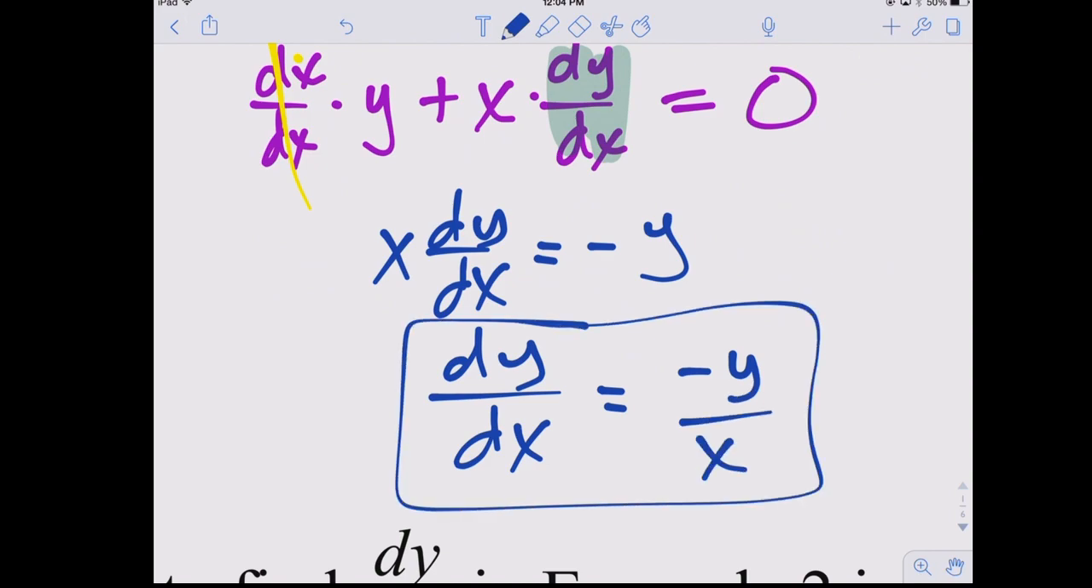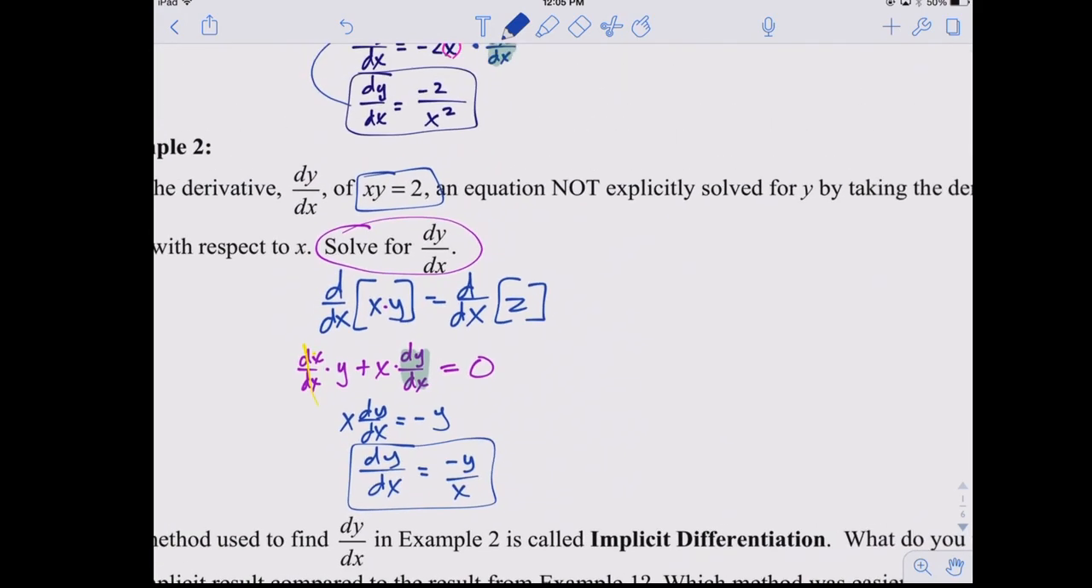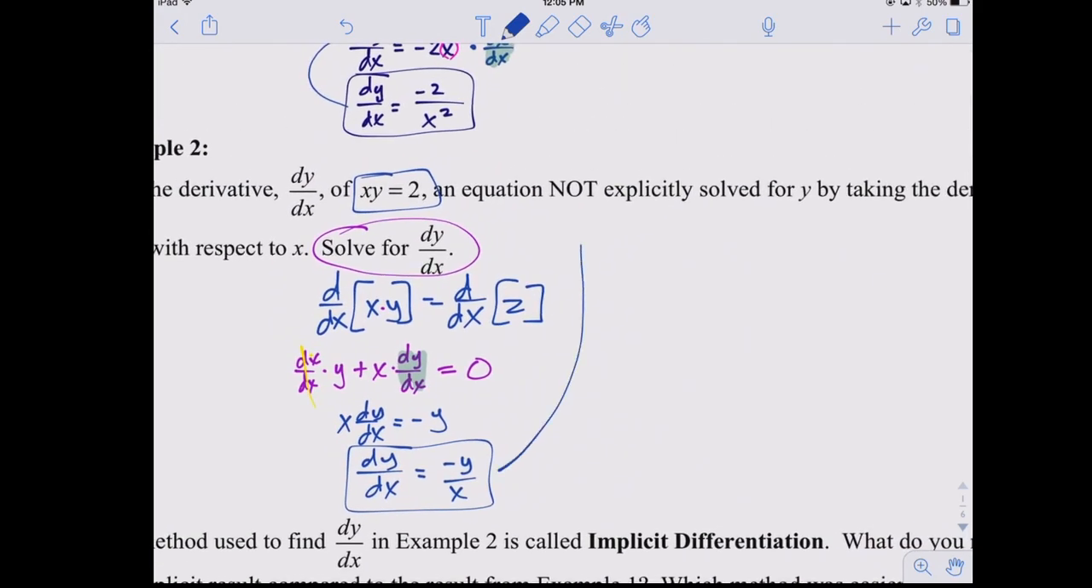Now, if I'm doing an equivalent method on an equivalent equation, I should get an equivalent answer, right? That makes sense. Let's compare what we got in example 1. Negative y over x is exactly not the same as negative 2 over x squared.